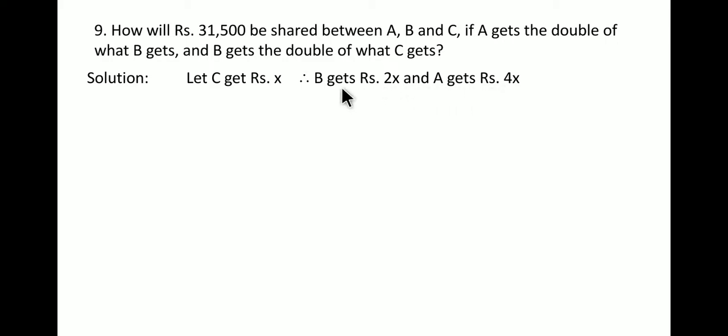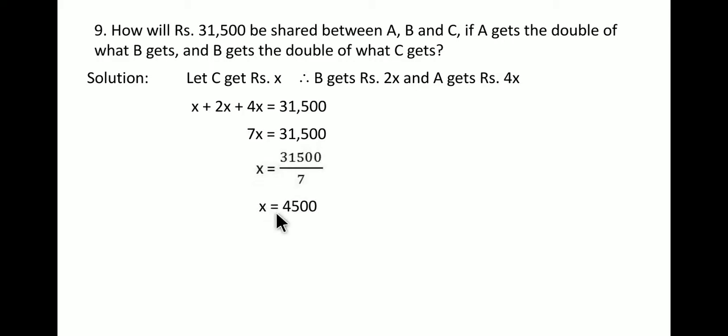Now this 4x, 2x and x is the amount of money that A, B and C respectively will receive, and that total amount is supposed to be equal to 31,500. So we can write x plus 2x plus 4x equals 31,500. So 4 plus 2 plus 1 is equal to 7x, which is equal to 31,500. In the next step, this 7 goes down on the right hand side as denominator. So we'll have x equals 31,500 divided by 7. And when you divide this value, you'll get 4,500 as the value of x.